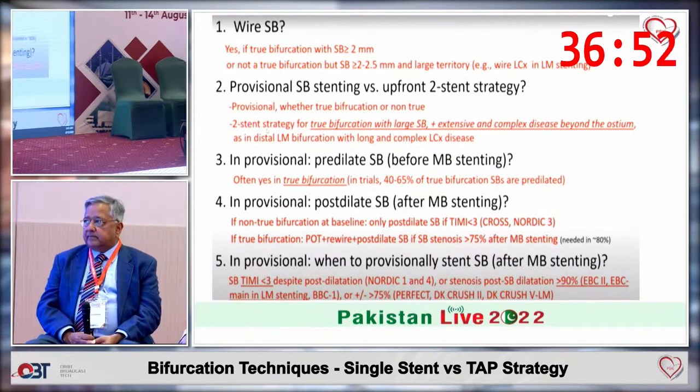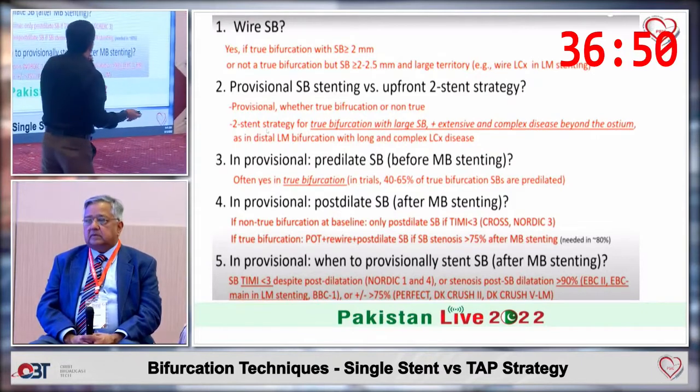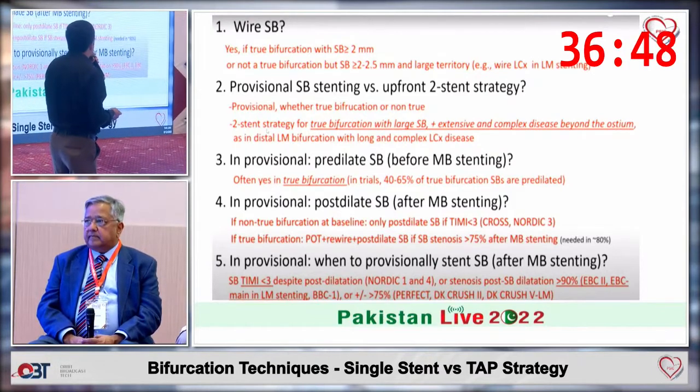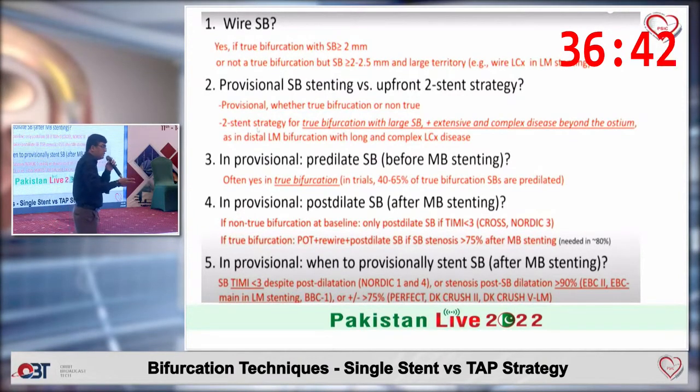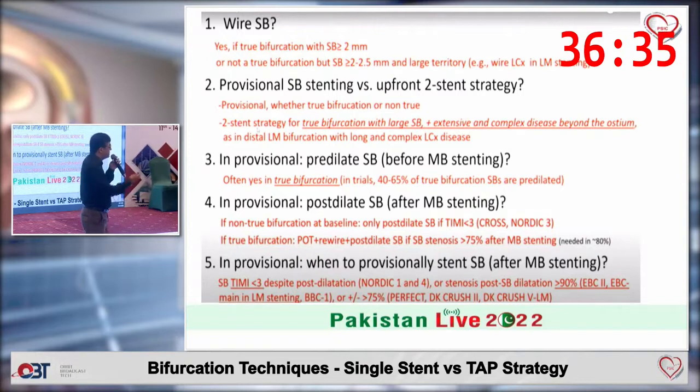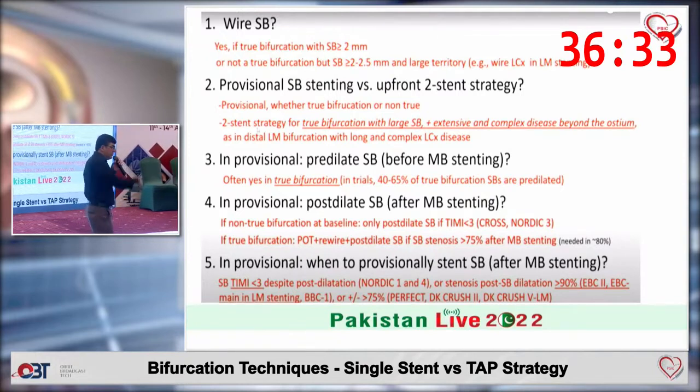If it is a true bifurcation, POT, rewire and post-dilate the side branch, if it is more than 75% after main branch stenting only. If the lesion is less than 75% narrowed, you can still leave it. It may look like it is more than 75%, but as you said, if you study later on, the FFR studies have shown that it's still not significant most of the time. I will just discuss later on.